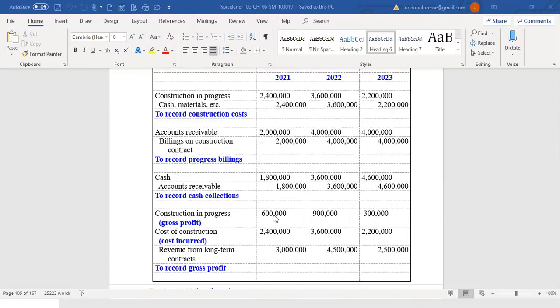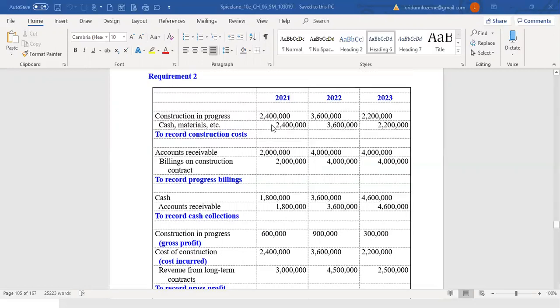To make our journal entry balance, the $600,000 gross profit that will appear on the income statement is debited to that construction in progress account and added to the other costs incurred because we have nowhere else to put it. Gross profit will automatically come out on the income statement when we subtract cost of construction from the revenue. So we need to store that somewhere, and since there's nowhere else to put it, we put it in construction in progress.